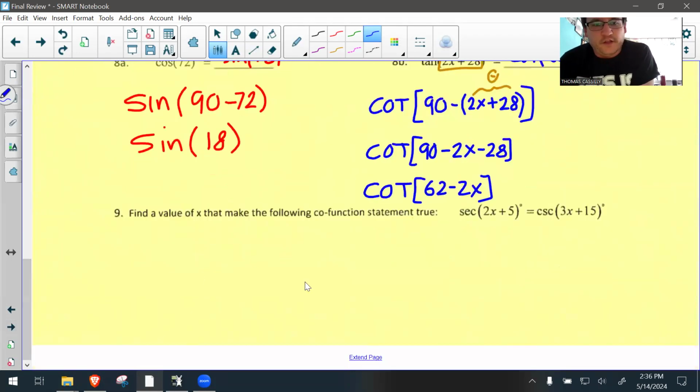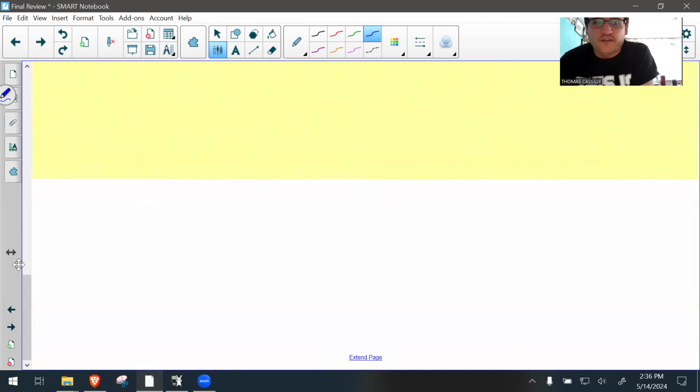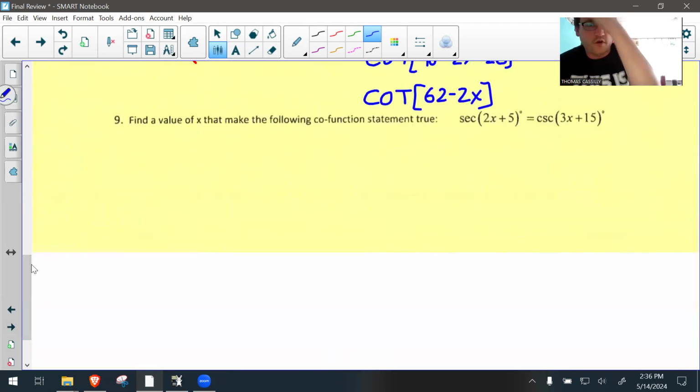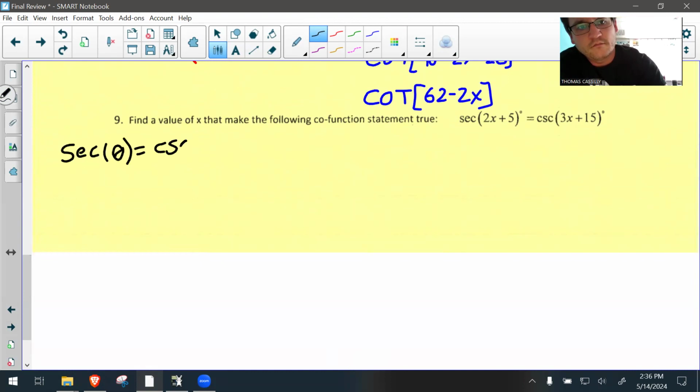Now they want us to find the value of x that makes the following co-function statement true. I left this one off the previous page. Sine and cosine go together, cotangent and tangent go together, secant and cosecant go together. So the secant of theta is equal to the cosecant of 90 minus theta. So what's going to make these two things true?